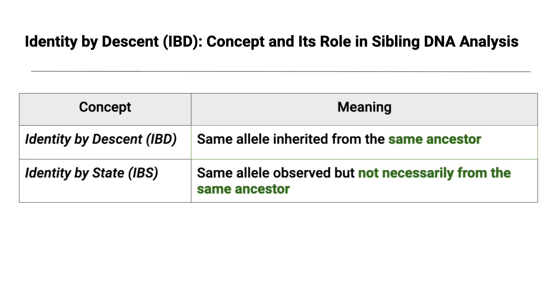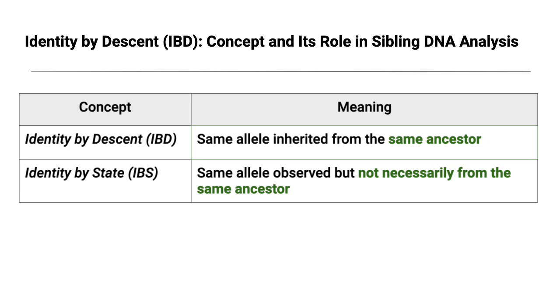Identity by descent refers to a genetic situation where two individuals possess the same allele because they inherited it from a common ancestor, usually a parent. In forensic genetics, IBD is crucial in kinship analysis because it explains why related individuals tend to share alleles more often than unrelated individuals.